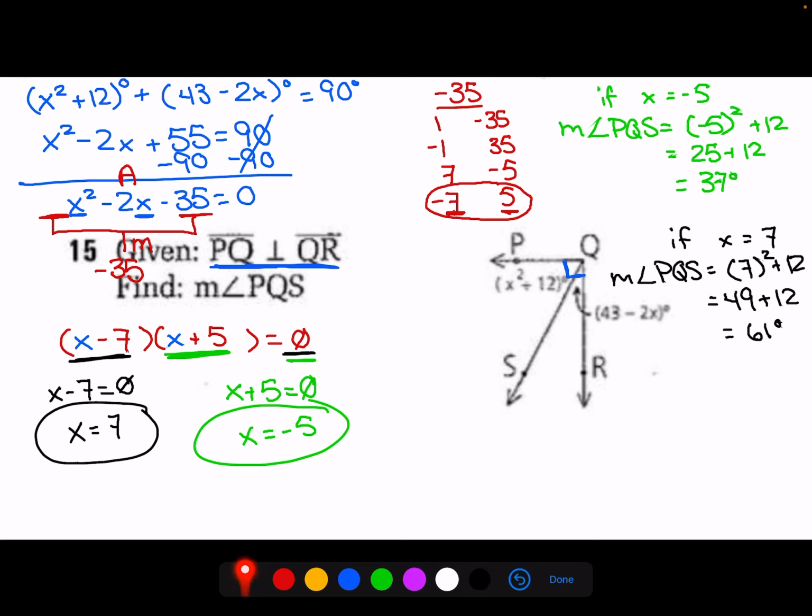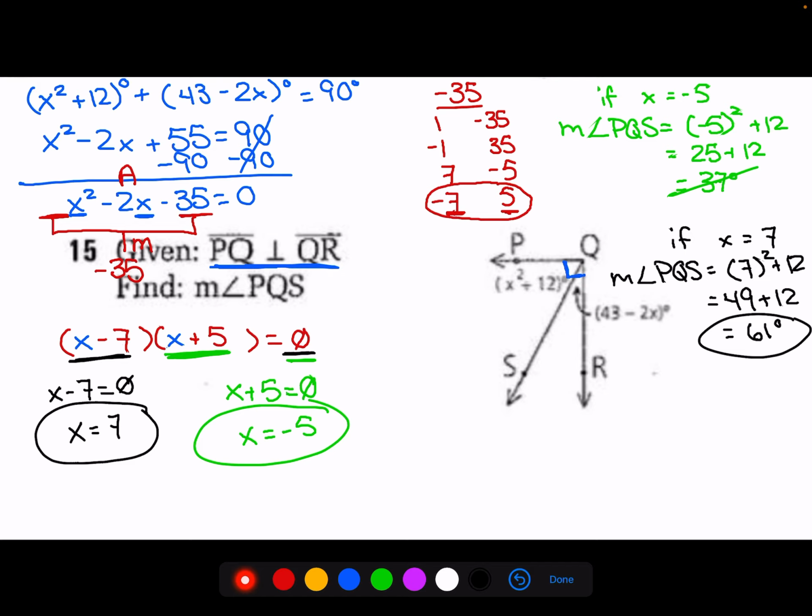Now, looking at these two answers, we have 61 degrees and we have 37 degrees, depending on what value x is. So, is angle PQS larger or smaller than angle SQR? Looking at these two respective angles, angle PQS is larger. So if angle PQS is larger, that means that if the whole thing is 90 degrees, PQS needs to be larger than 45. It needs to be larger than half of that 90 degrees. So therefore, 37 degrees is out, and 61 degrees is the correct answer for the measure of angle PQS.